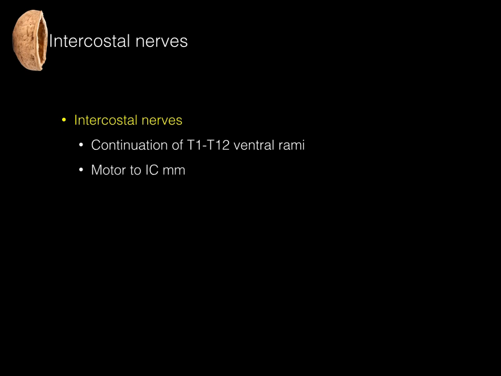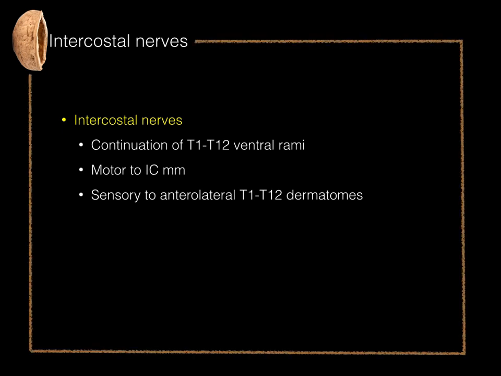So now let's talk about intercostal nerves in a nutshell, shall we? Intercostal nerves have the following features. They are a continuation of the T1 to T12 ventral rami. Intercostal nerves also provide motor innervation to the intercostal muscles, and intercostal nerves provide sensation to the anterior and lateral T1 to T12 dermatomes and the underlying parietal pleura. And there we have intercostal nerves, folks, in a nutshell.